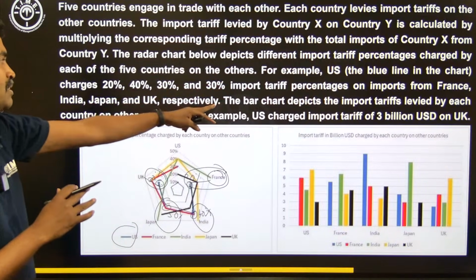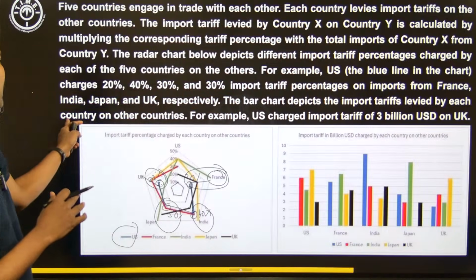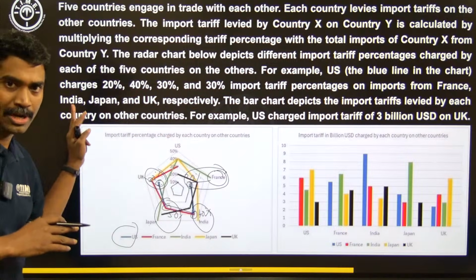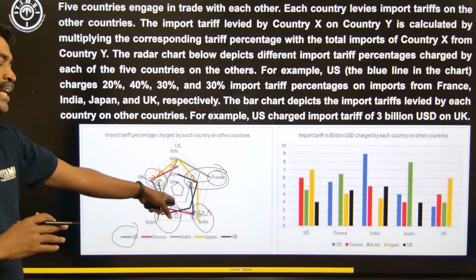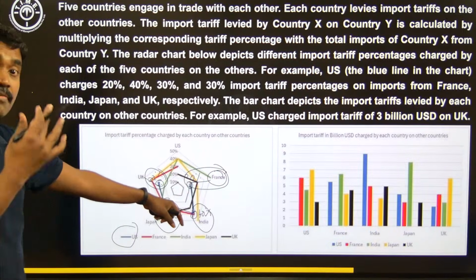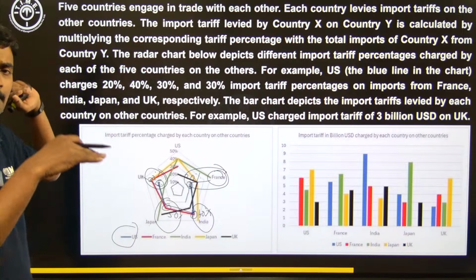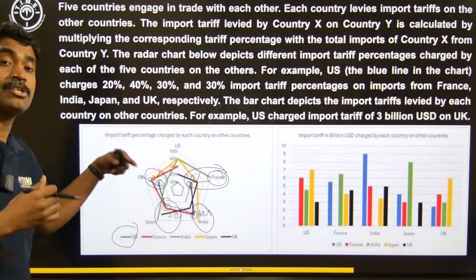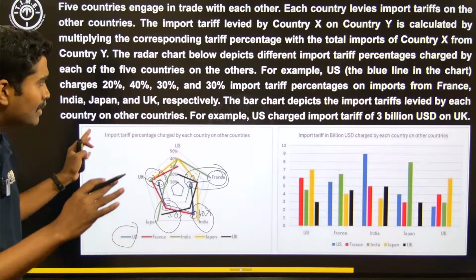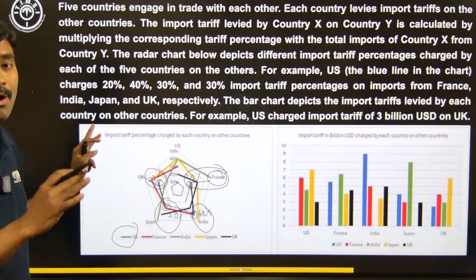All right, the bar chart depicts the import tariffs levied by each country on other countries. So these are the actual tariffs charged to other countries, and this is the percentage. So what did we learn earlier? Imports into percentage should give tariffs. So tariffs by percentage should give imports. All right, looks like a good question, a low-hanging fruit.